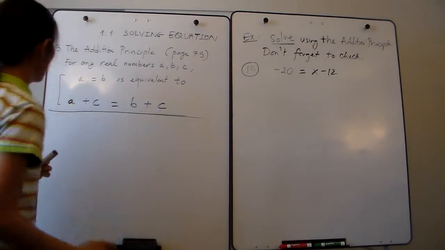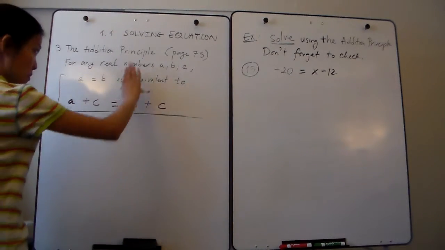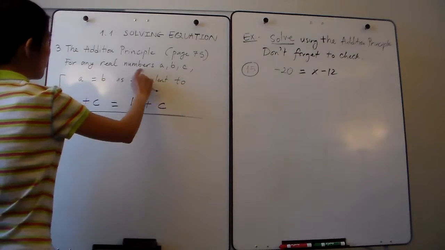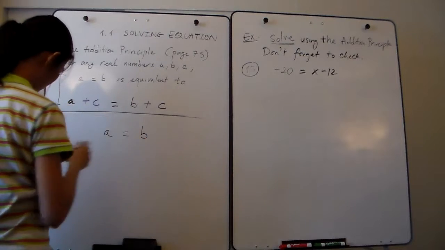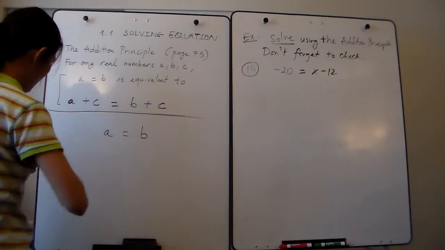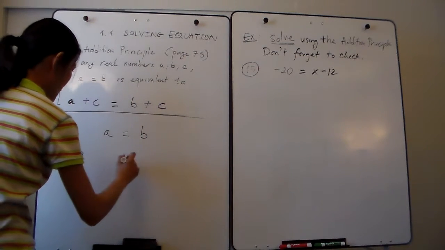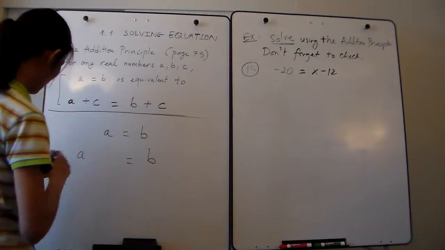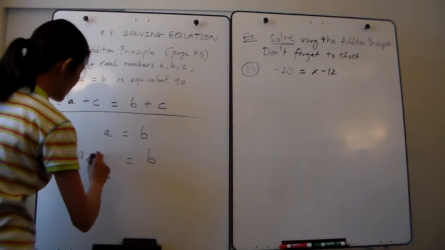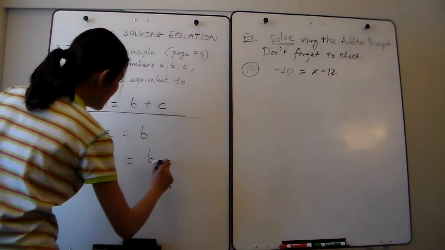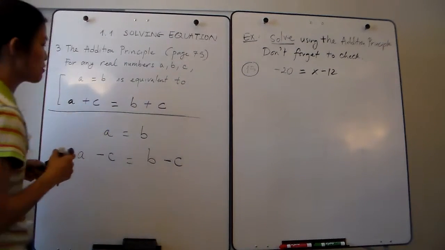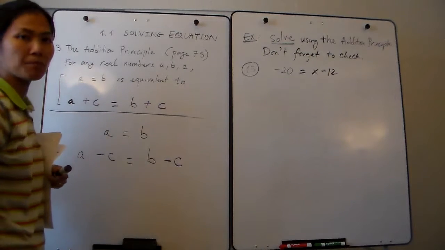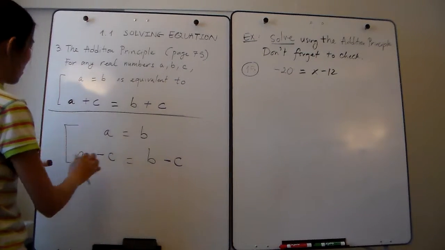Another important equivalent equation you need to know is that same conditions, for any real numbers a, b, c, a equal b, these two equations are equivalent if you subtract the same constant on both sides of the equation. They are equivalent.